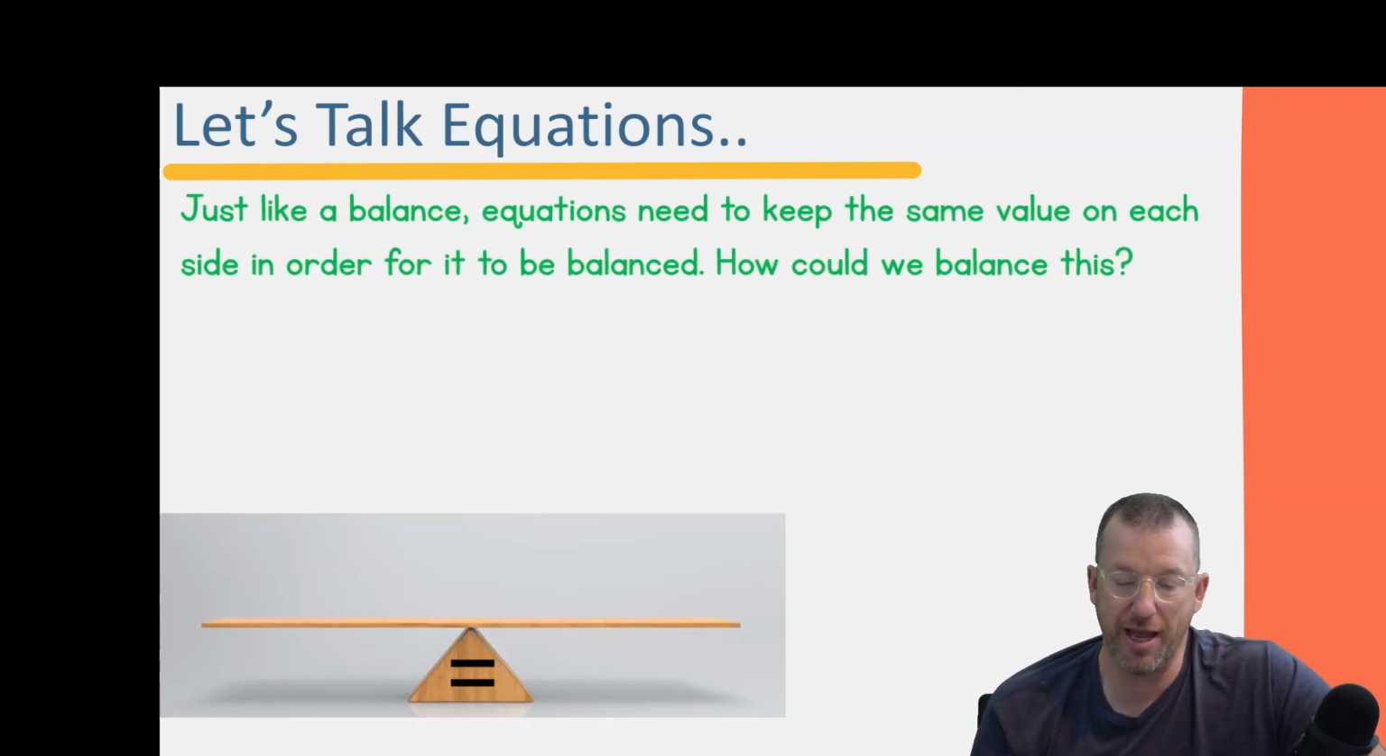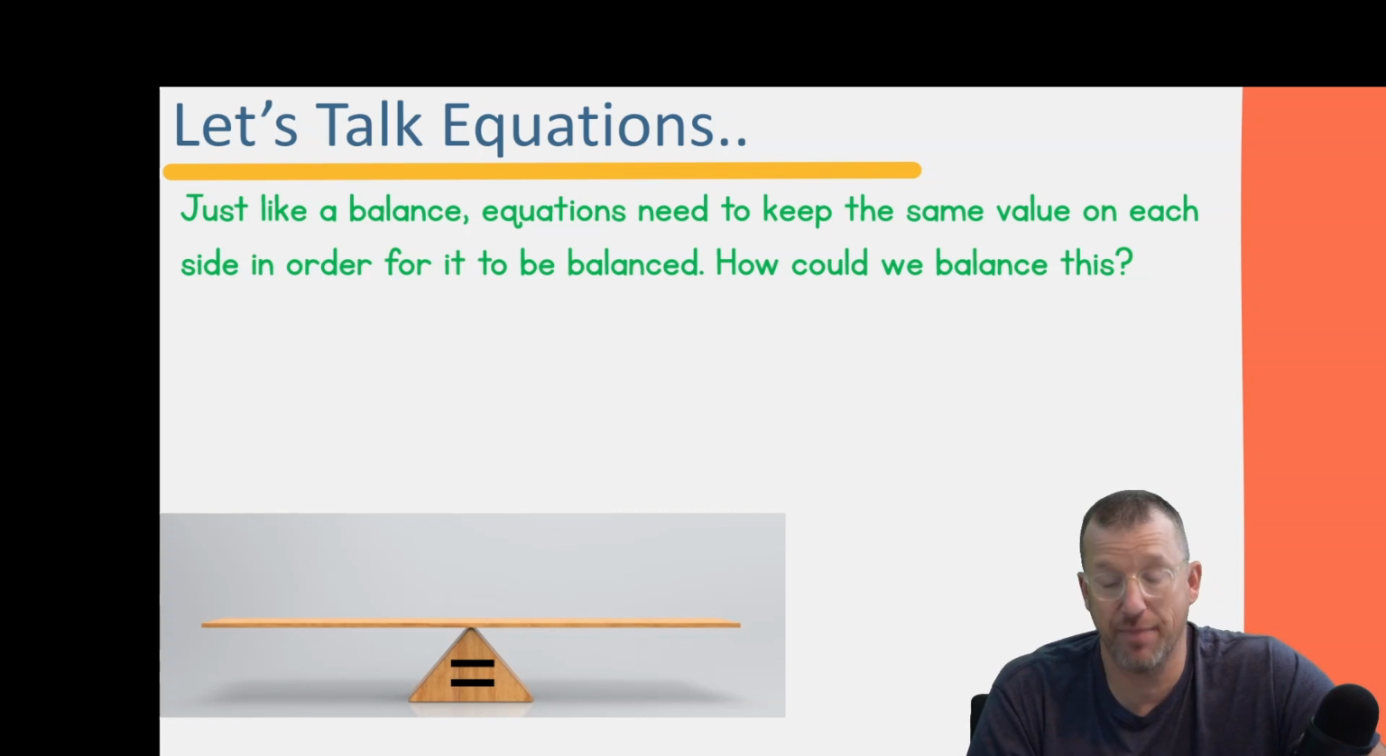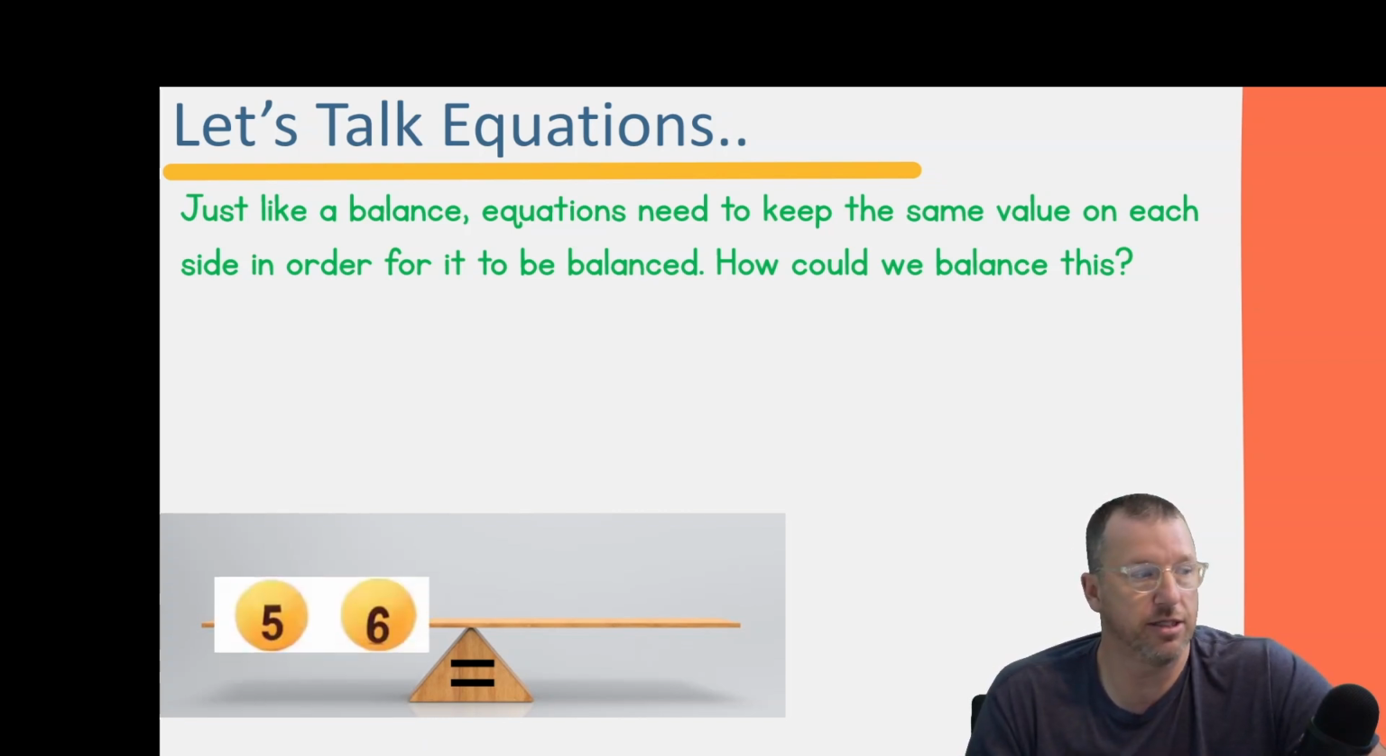So now, just like a balance, equations have to keep the same value on each side in order for it to be balanced. If it's not equal on both sides, then it's no longer an equation. It becomes a different thing called an inequality, which we'll get into later. So how could we use this balance? All right, so look at this.